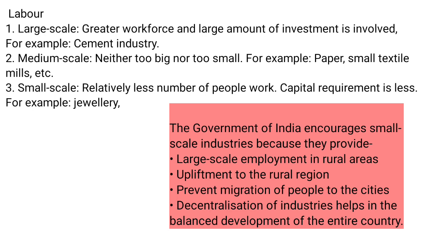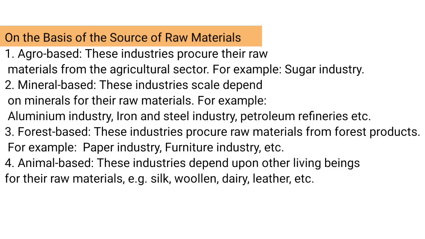Another one is the decentralization of industry, which will help in the balanced growth of the entire country. On the basis of the source of raw materials, there are four types: agro based, mineral based, forest based, and animal based. Agro based industries gain their raw materials from agriculture, for example sugar industries. Mineral based industries depend on minerals for raw materials, for example iron and steel, aluminium, petroleum.